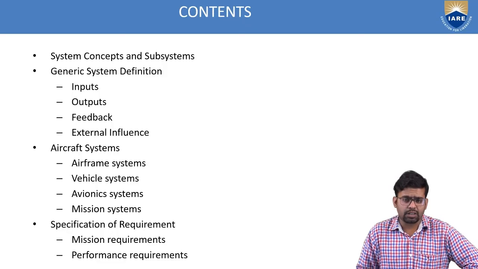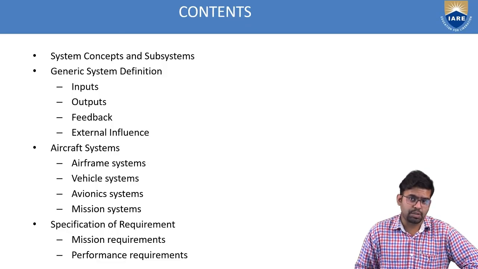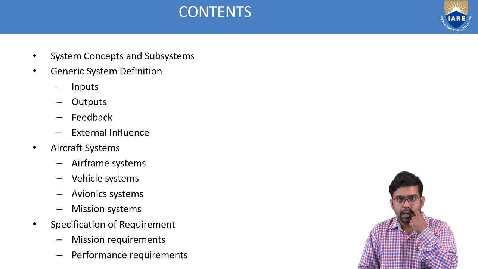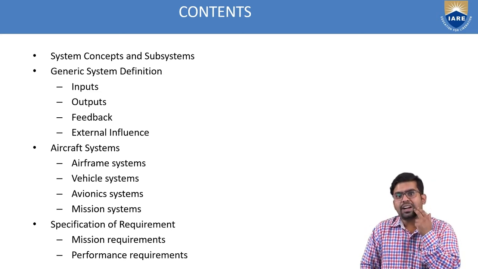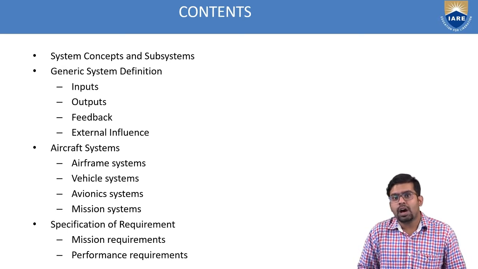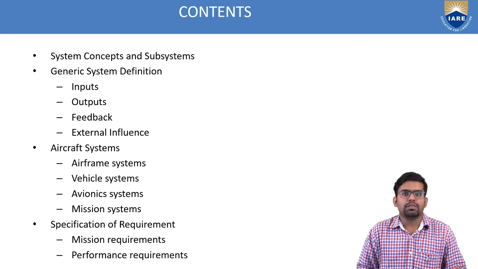First of all, we'll be seeing the concepts of systems and subsystems, and the generic system definitions, such as what the inputs and outputs for any given system are, what a feedback is, and whether there are any external influences for an aircraft system, and if so, how they influence it.